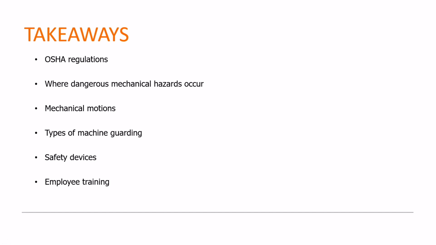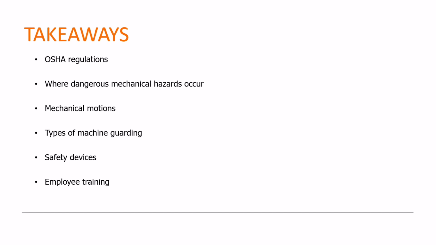Just some takeaways. We've talked about the OSHA regulation that deals with machine guarding. We'll also talk about different types of dangerous mechanical hazards, where they're going to occur, different types of motions. Once again, is it going to twist? Is it going to turn? Is it going to reciprocate back and forth? Those are all different types of motions. Types of machine guarding. Is it, once again, going to be some type of adjustable guard? Is it going to be a fixed guard? Or maybe it's going to be some other new type of device that they've come out with to actually protect the employee while they're using that particular machine.